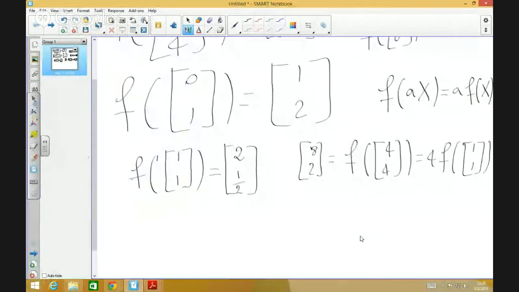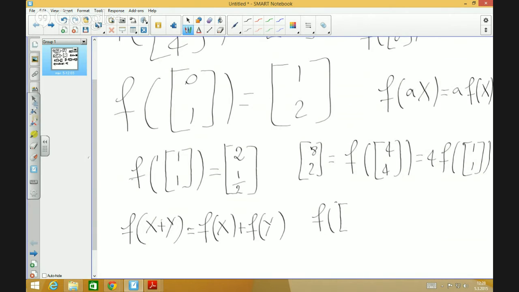Why is that? Because there is another property that linear functions satisfy, and it has to do with addition of vectors. If you want to know what f of x plus y is, what is it that you need to compute? f of x plus f of y. Well, what is (1, 1)? (1, 1) is (1, 0) plus (0, 1). So f of (1, 1) is equal to f of (1, 0) plus f of (0, 1).